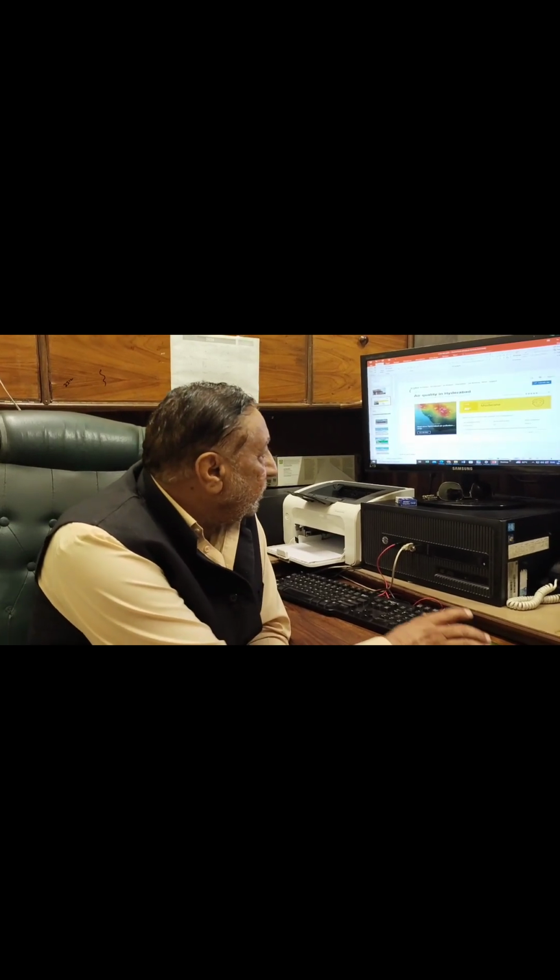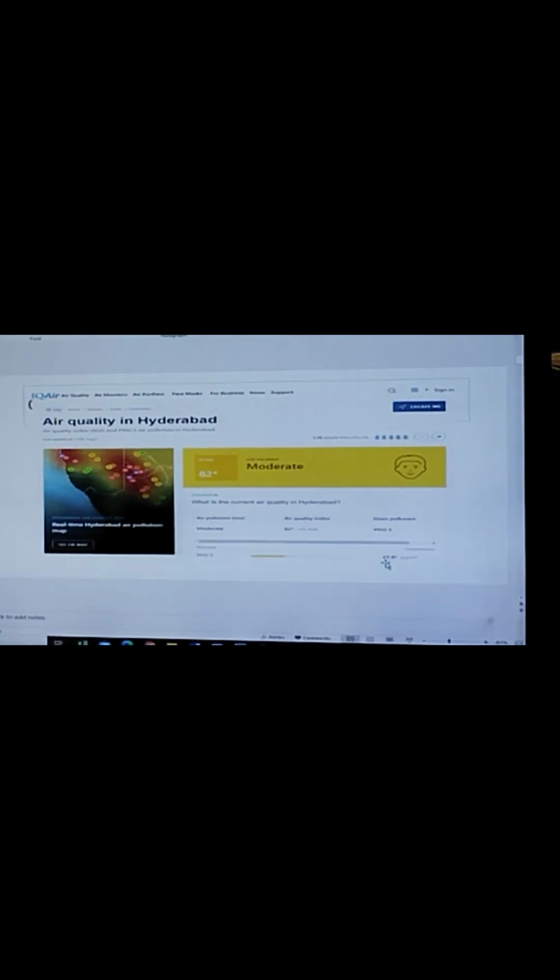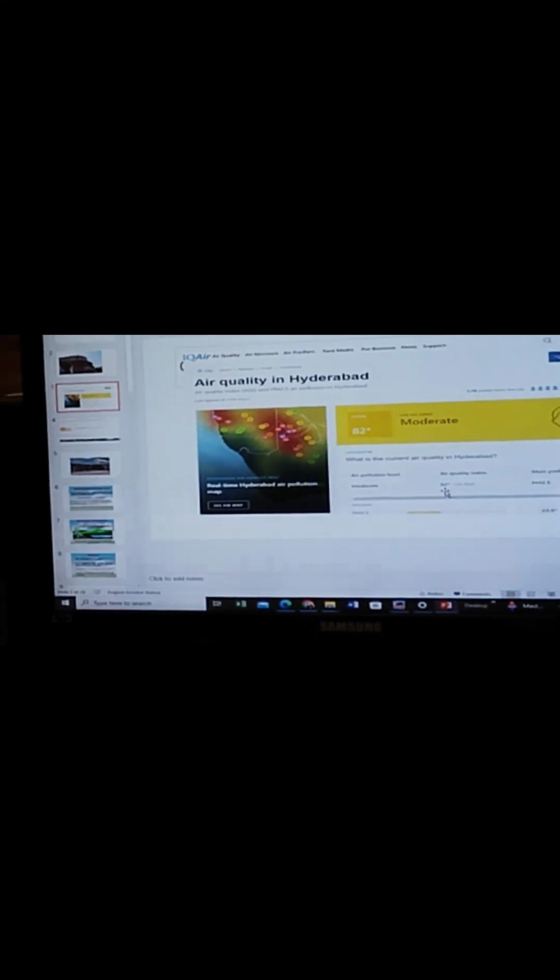And then coming to the latest air quality of Hyderabad today on 2nd August, you can see that the PM2.5, which is one of the indicators, is 25. The air quality index is 82, so it is a little bit higher, and the air quality is moderate.